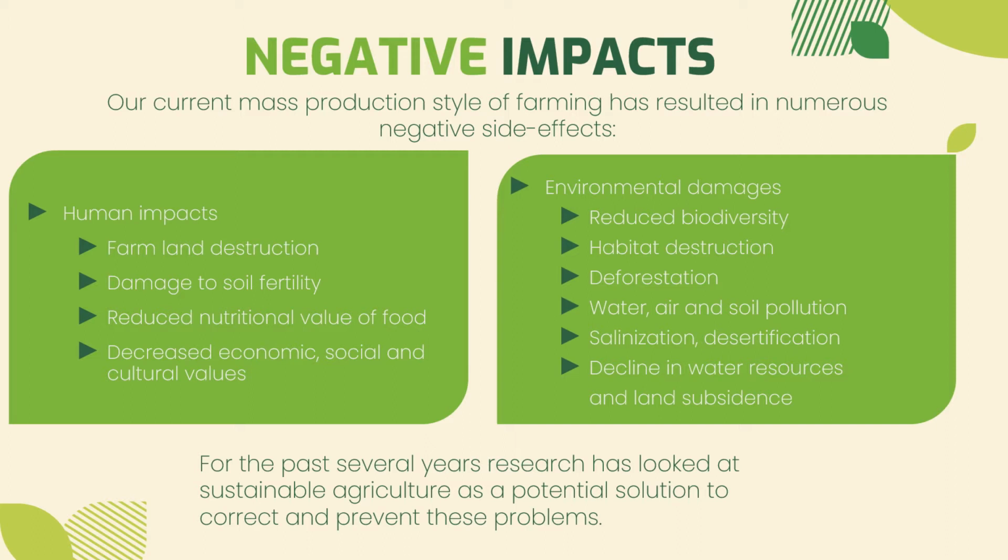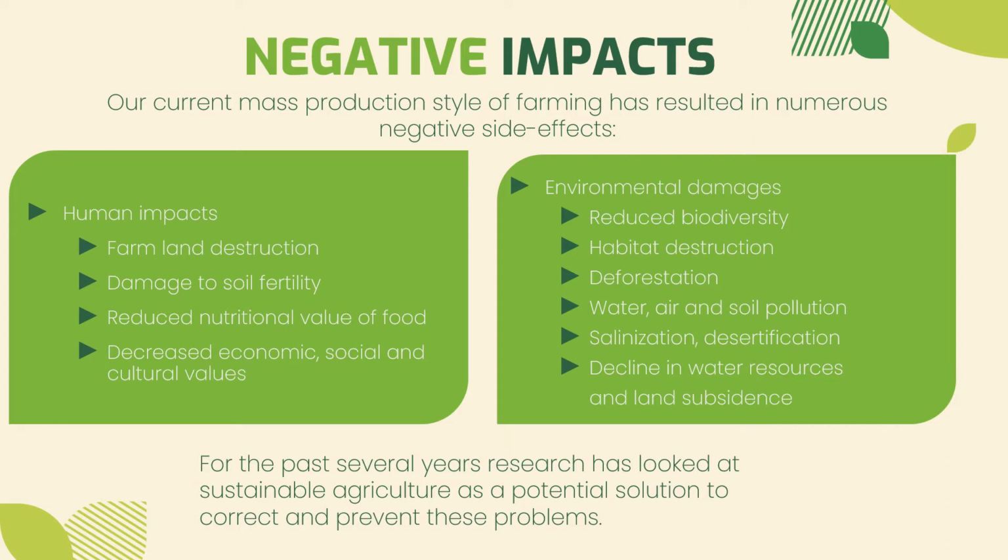Number one, farmland destruction. Number two, damage to soil fertility. Number three, reduced nutritional value of food. Number four, decreased economic, social and cultural values. Now let's see the environmental damages. Number one, reduced biodiversity. Number two, habitat destruction. Number three, deforestation. Number four, water, air and soil pollution.